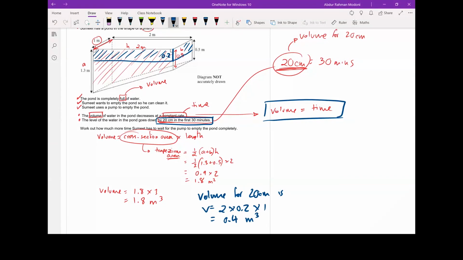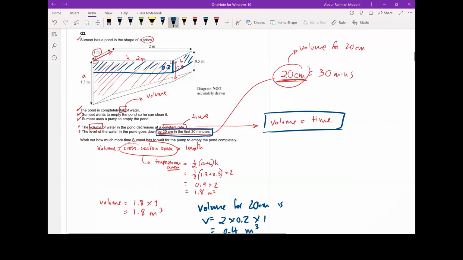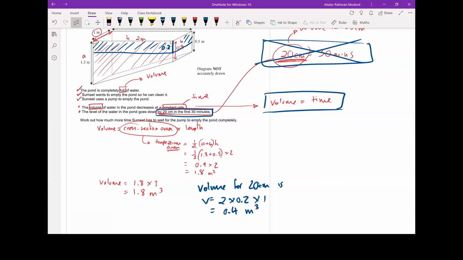And now I can go and set up the correct multiplicative reasoning. This, remember, was not correct. So what is the correct multiplicative reasoning starting point? Well, volume emptied is 0.4 meters cubed. And how long did it take? It took us 30 minutes. So that's from this line here. Now we're at a good point. We can actually go and do other things to this. So I've ticked this line off, ticked that off. I've done the maths for that.